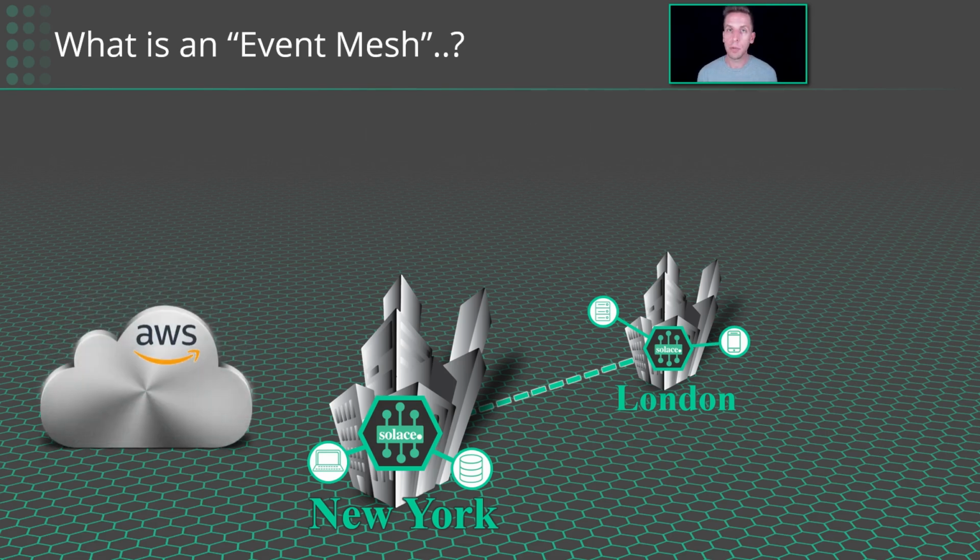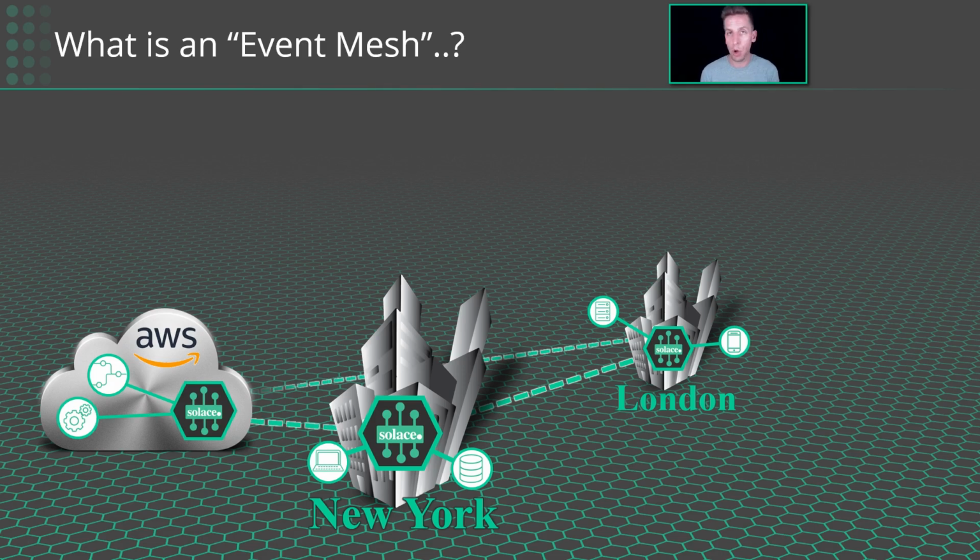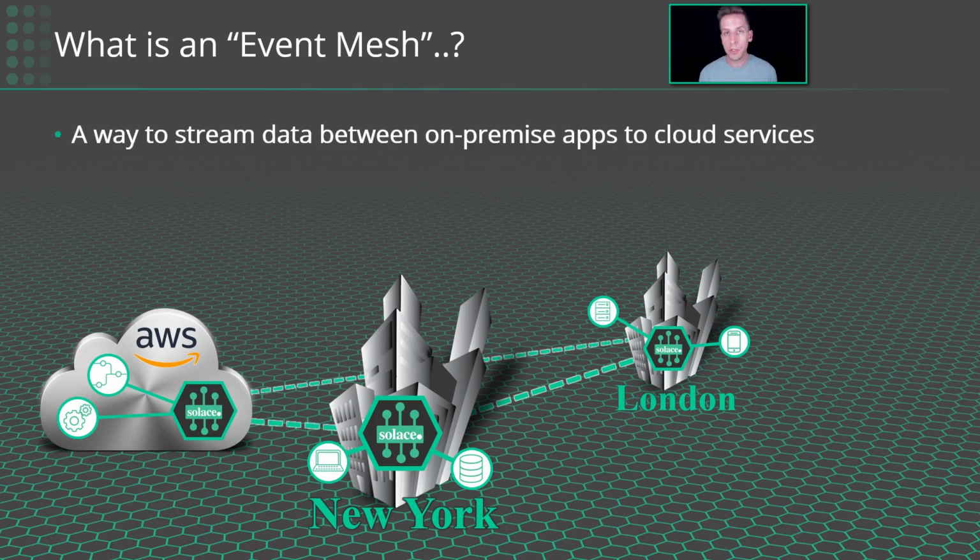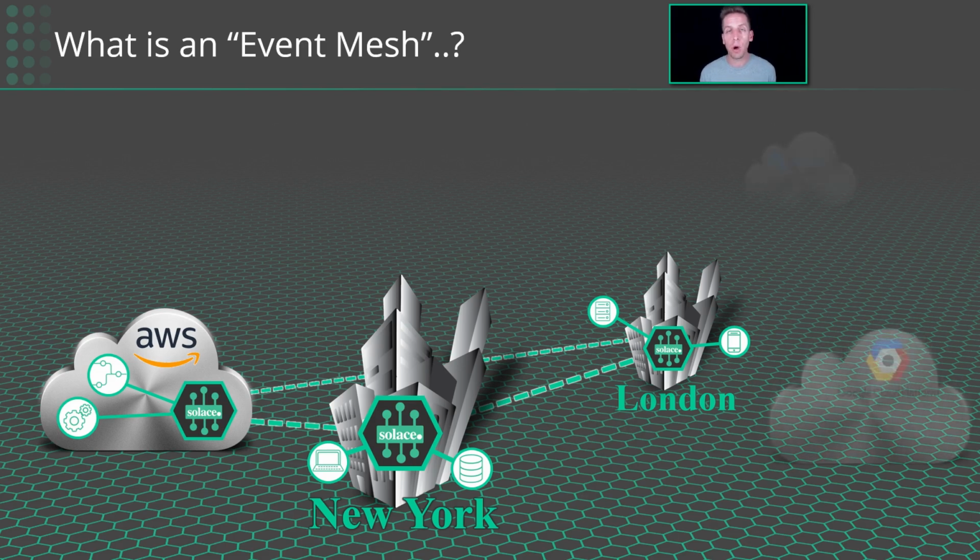Now, what if you wanted to use some machine learning or some AI in AWS, or maybe you just wanted to move your applications from your on-prem into the cloud? Using an event mesh gives you a very easy way to stream data between your on-prem and your cloud-based assets. But perhaps you have a requirement to be in more than one cloud.